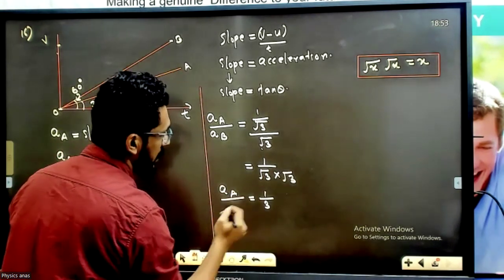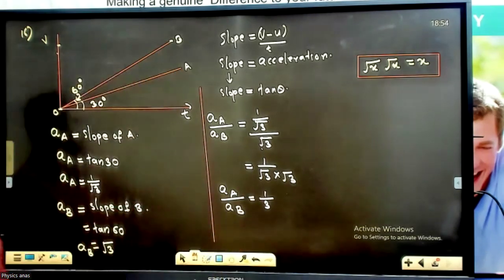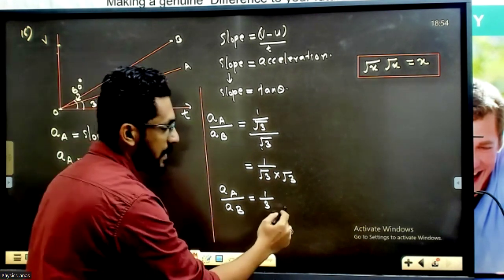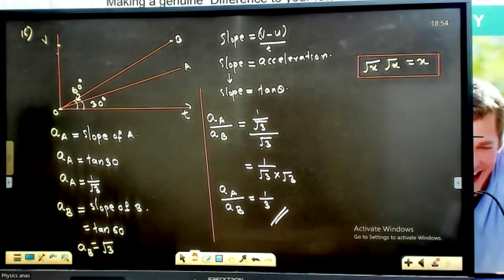So we have the ratio of accelerations. The ratio of accelerations, AA by AB, is 1 by 3. Got it? Okay, can we move to the next one?